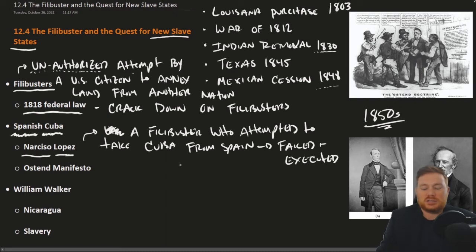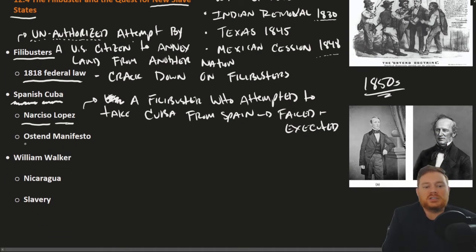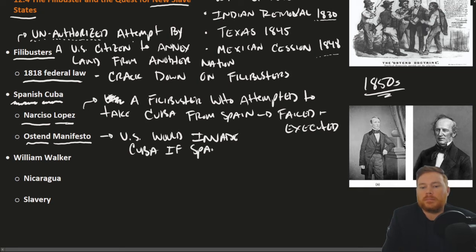Later on, the United States did try to make another effort to obtain Cuba, this time by the Ostend Manifesto. The Ostend Manifesto essentially said that the U.S. would invade Cuba if Spain did not sell it to them. The interesting thing about the Ostend Manifesto is that it was in secret, and that was because Northerners would obviously oppose this, because any territory acquired by the United States in Cuba would only further lead to the expansion of slavery.